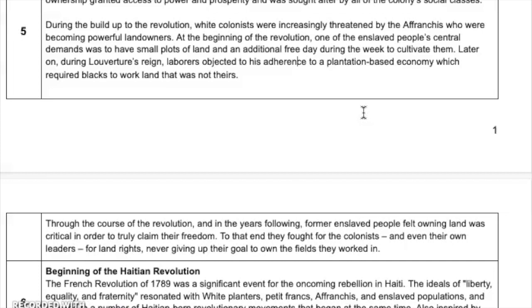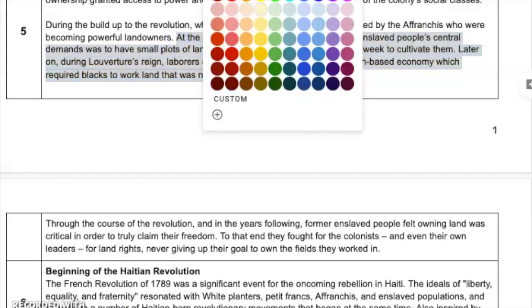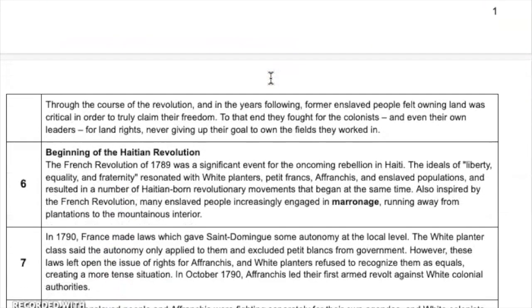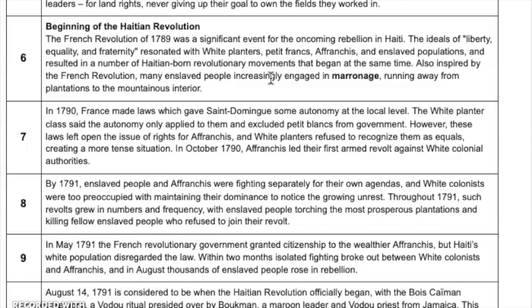Later on, during Louverture's reign, laborers objected to his adherence to a plantation-based economy which required blacks to work land that was not theirs. That is furthermore an economic reason, also arguably a political reason for revolt. Through the course of the revolution and in the years following, former enslaved people felt owning land was critical in order to truly claim their freedom. To that end, they fought for the colonists and even their own leaders for land rights, never giving up their goal to own the fields they worked in.